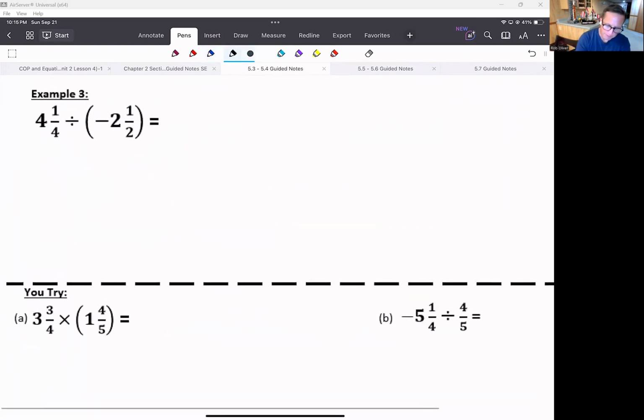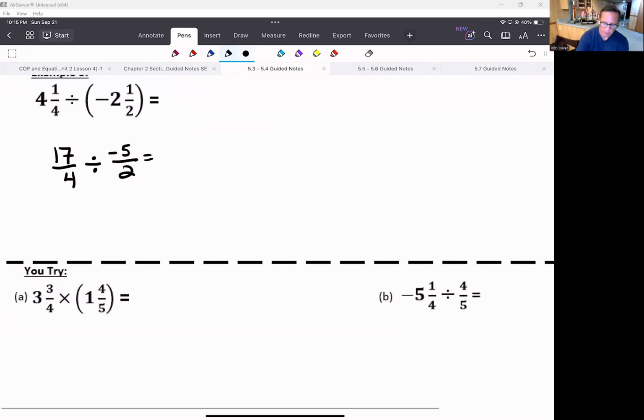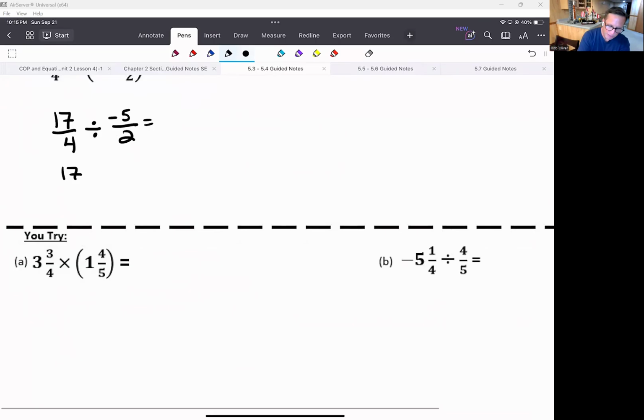All right, so what do we got here? So I'm going to change these into improper. So 4 and 1/4 is 17/4. Right, 2 1/2 is really 5/2, so I'm going to write negative 5 over 2. Now I didn't flip anything. All I did was convert them into improper, right? Leave the first fraction the way it is, change division into multiplication, and then flip the second fraction. So I'm going to write negative 2/5. Keep, change, flip, right? Keep, change, flip.